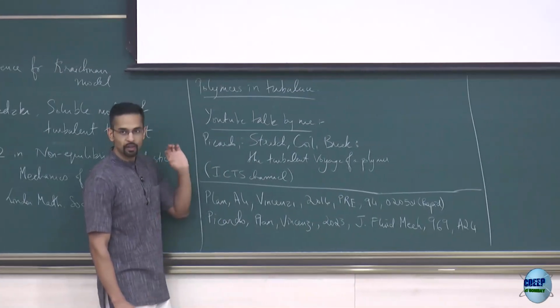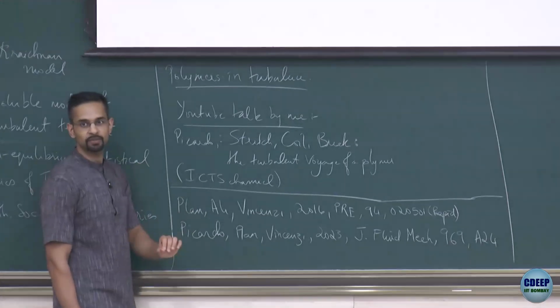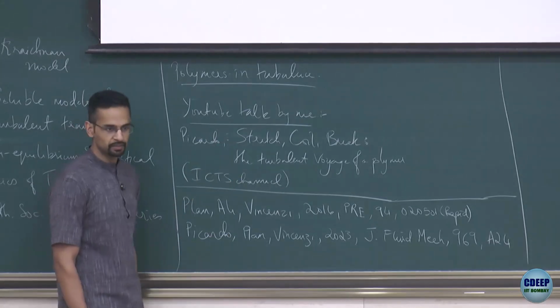Then if you want to look at objects in turbulence, right, and Lagrangian transport, then a prototypical example to see the power of stochastic modeling would be polymers, right? And then you can look at these resources.